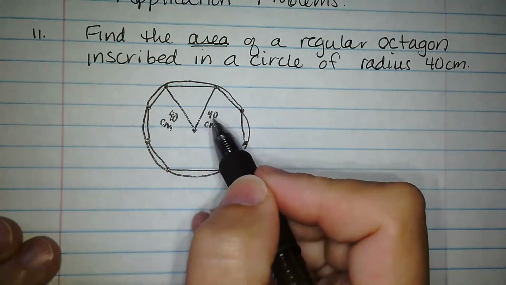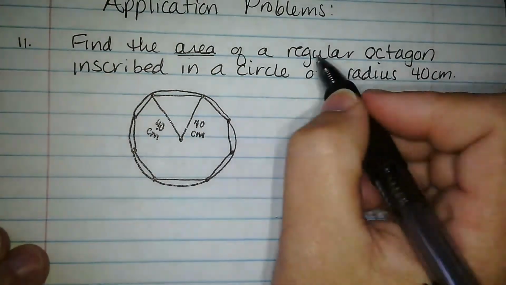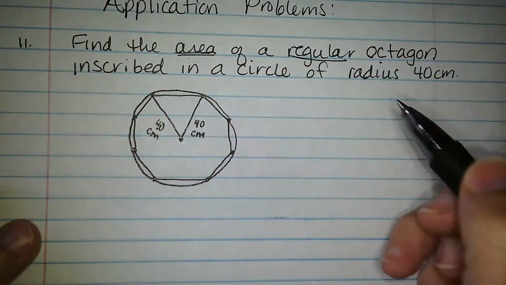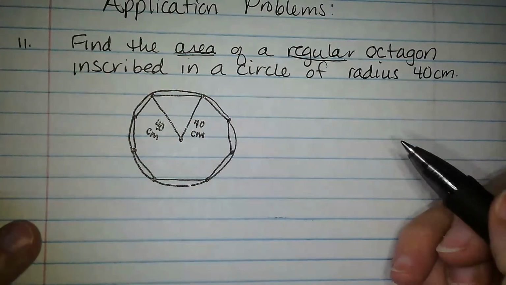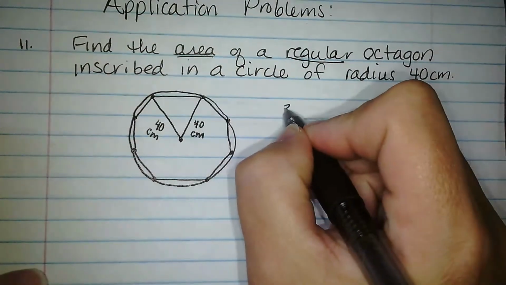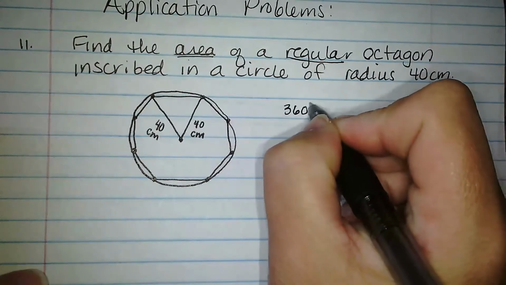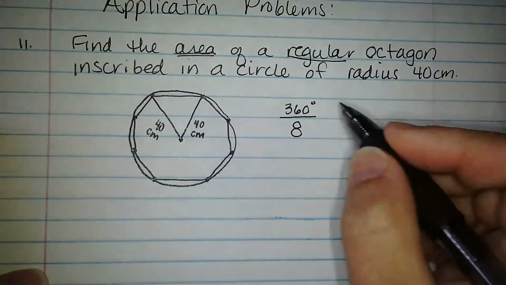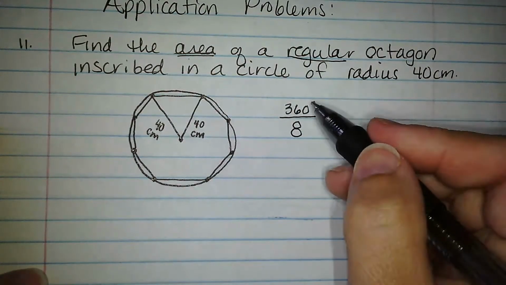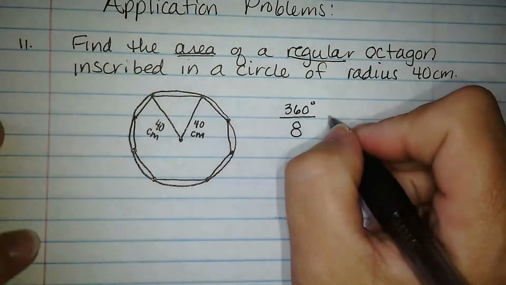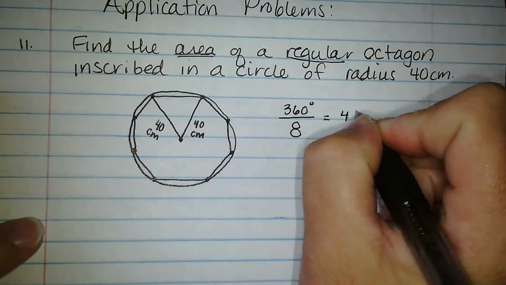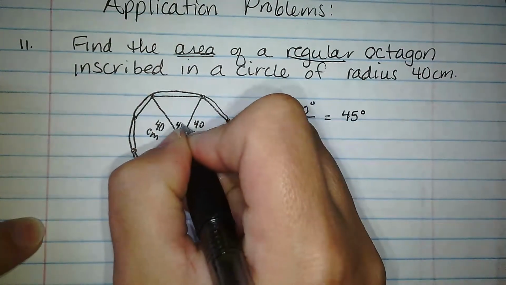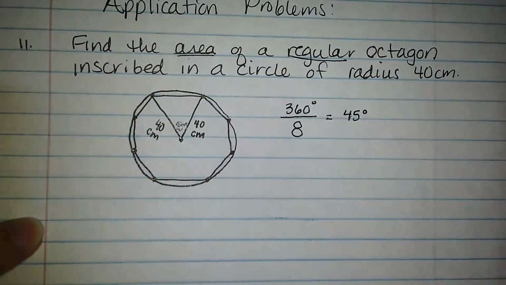And the way we figure that out is the fact that it's a regular octagon. And because it's regular, that means that we have 360 degrees and we're dividing it by 8 equal pieces. We want 8 equal pieces. And when we do 360 divided by 8, we get 45 degrees. So this is a 45-degree angle.